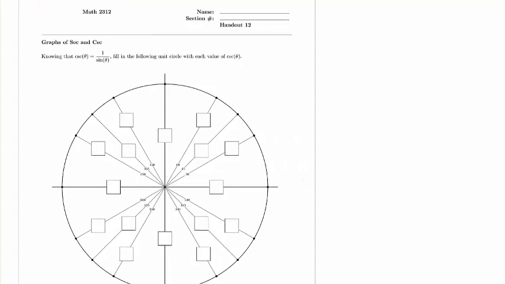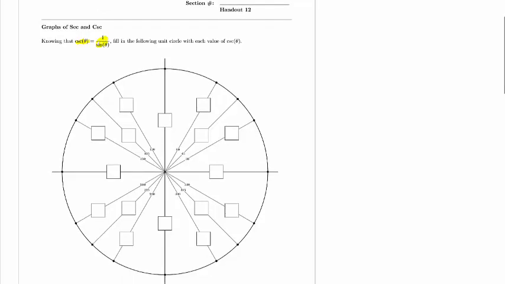Hey pre-calculus students, today we're going to go over the graphs of secant and cosecant, and it all begins with the definition of cosecant, which is 1 over sine theta. So we're going to go through the unit circle again, and we're simply going to go through all these, but looking for the value of sine of theta. But instead of writing the value of sine, we're going to write the value of 1 divided by sine.